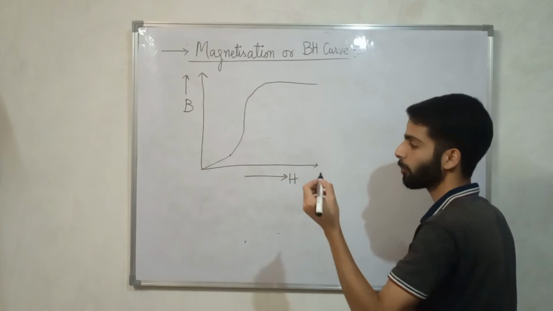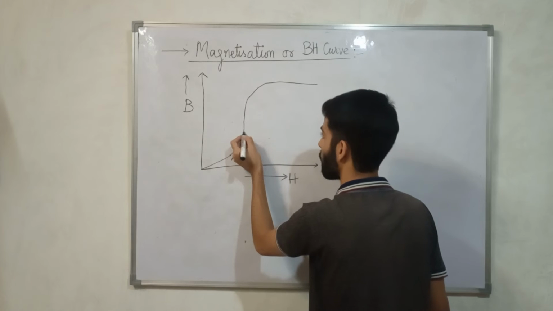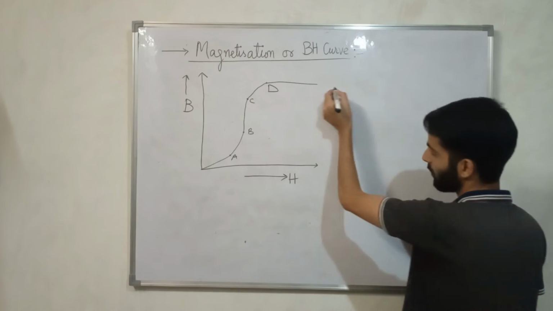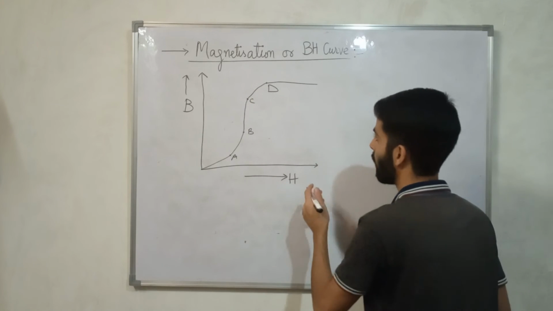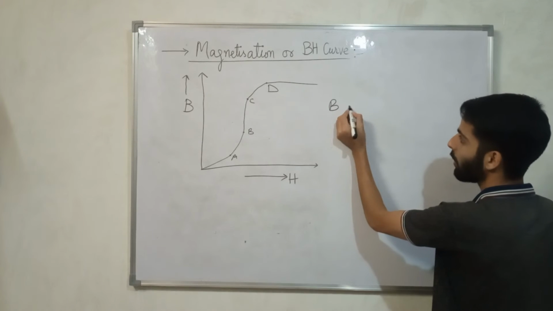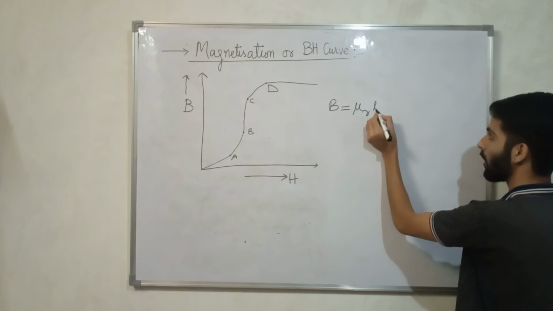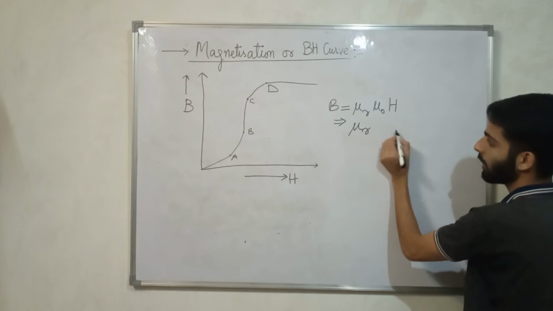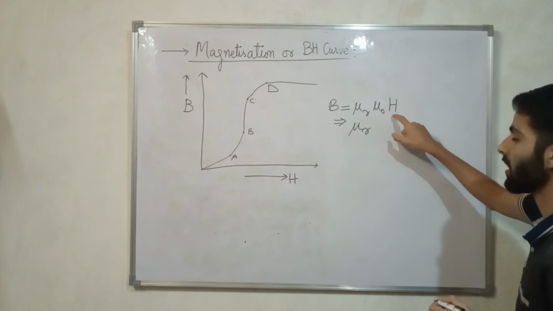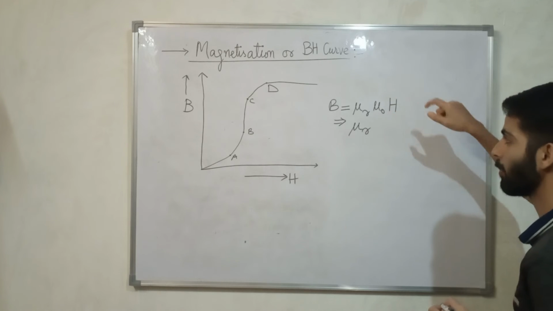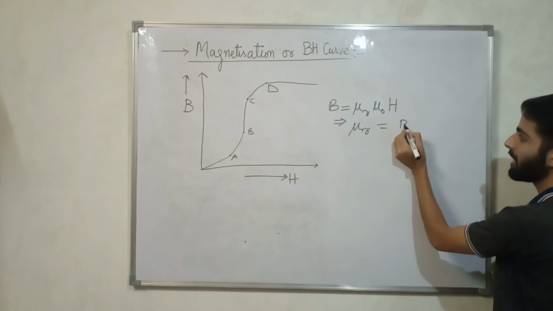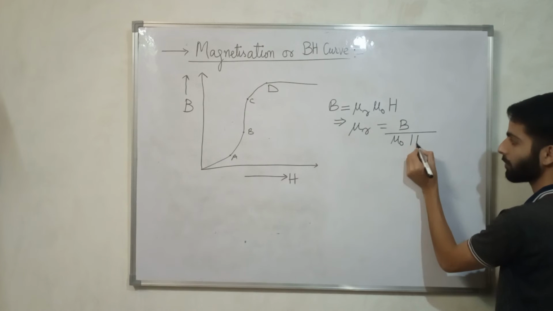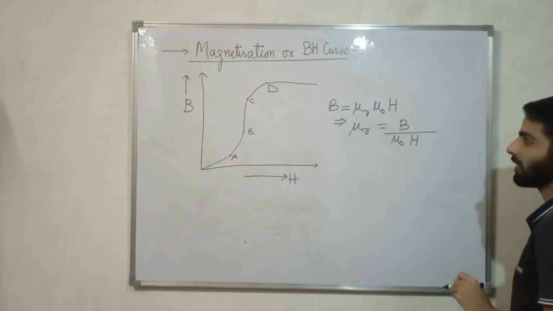Let us mark certain points on this line: A, B, C, D, and then beyond D. We know the formula B is equal to mu R, mu naught H. So this implies mu R, the relative permeability, is B upon mu naught H, where mu naught is constant, that is fixed, 4 pi into 10 power minus 7 Henry per meter.